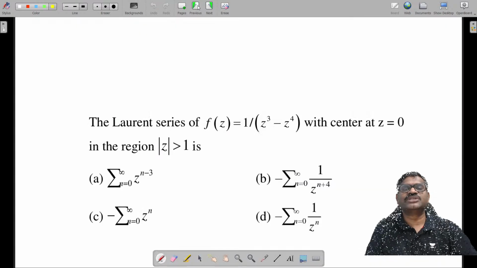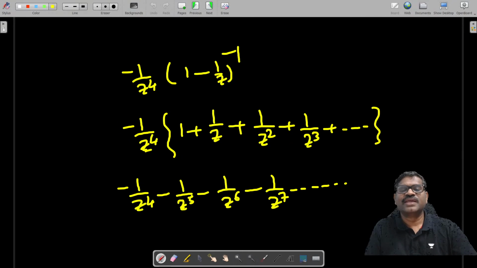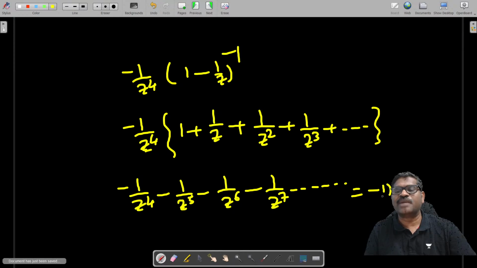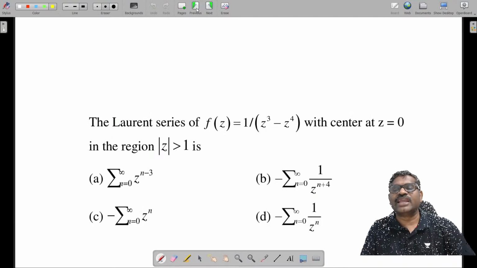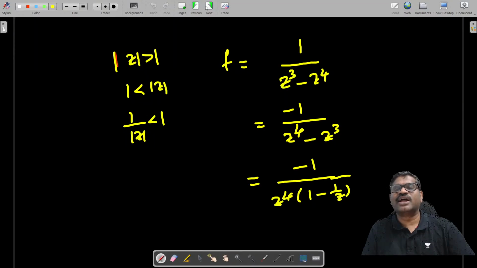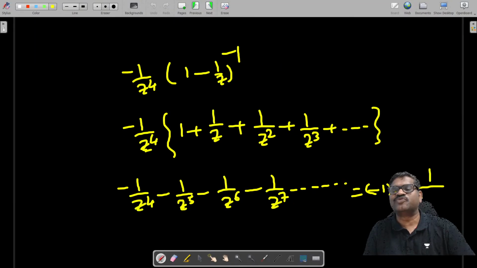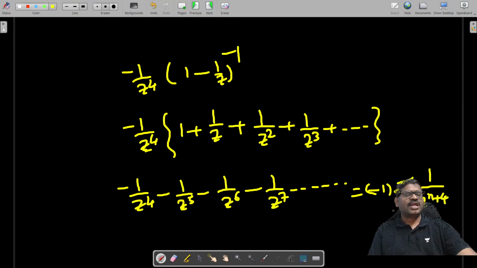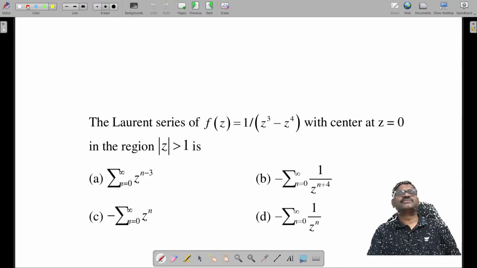We have to find out where the series starts from. Taking minus 1 common, 1 by z power 4, z power 5 and so on means sigma, when n equal to 0 it is z power 4, so 1 by z power n plus 4. Minus 1 by z power n plus 4 is the correct option.